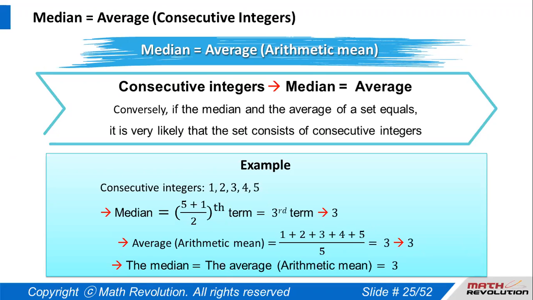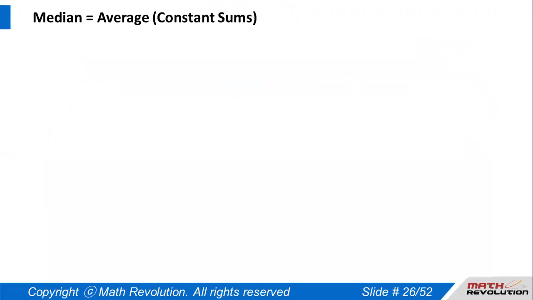My median and arithmetic mean or average are the same. So again, I repeat the concept. If you're dealing with consecutive integers, then your median and average are the same. If they say in the question that median and average are the same for the given data values, then definitely those data values are consecutive integers. So please be very focused about reading the question.